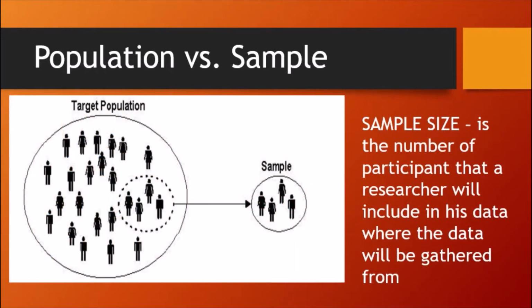This is to illustrate the population and the sample. What you see on the left side is the target population or the whole population. As you can see, a group of samples was taken from the population. So what do we mean by sample size? Sample size is the number of participants that a researcher will include in his data, where the data will be gathered from. If we count the number of samples, there are 4 samples. So the sample size is 4.